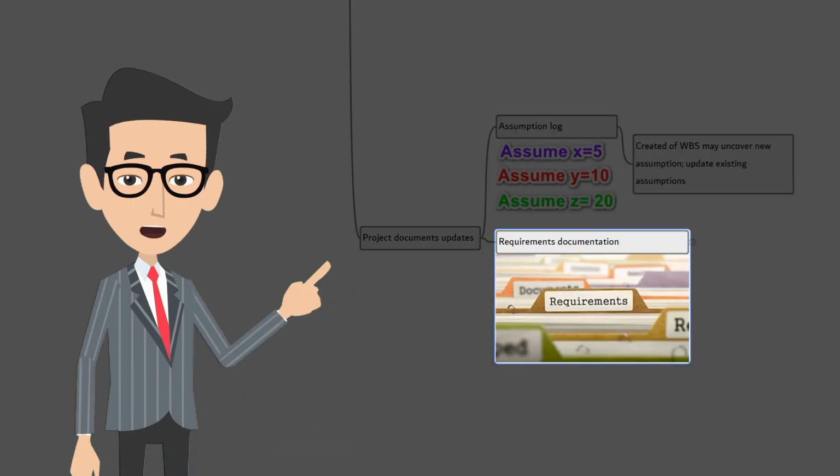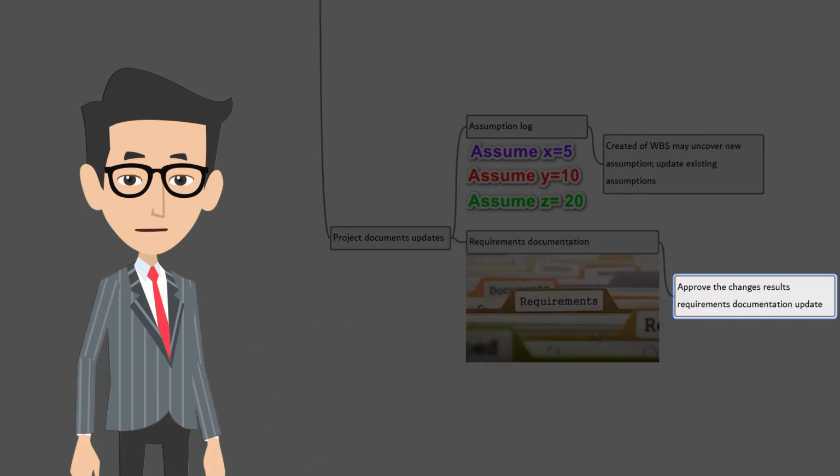The second is requirements documentation. Requirements documentation may be updated to include approved changes resulting from the create WBS process. That wraps up the ITTO. Let's move to the next one.